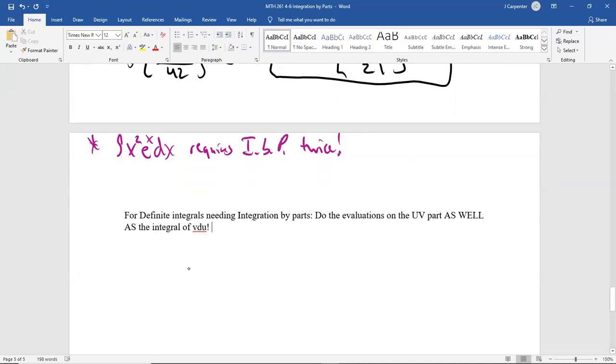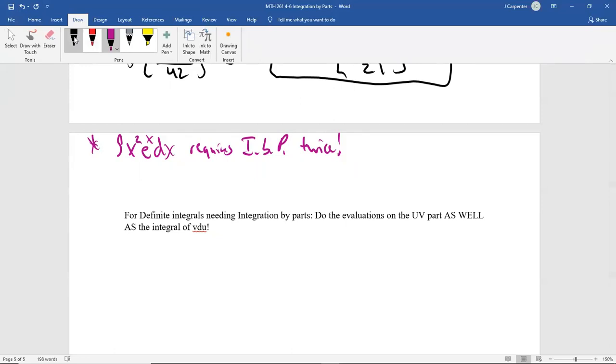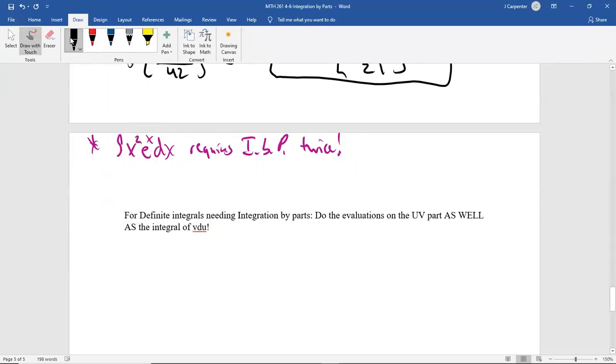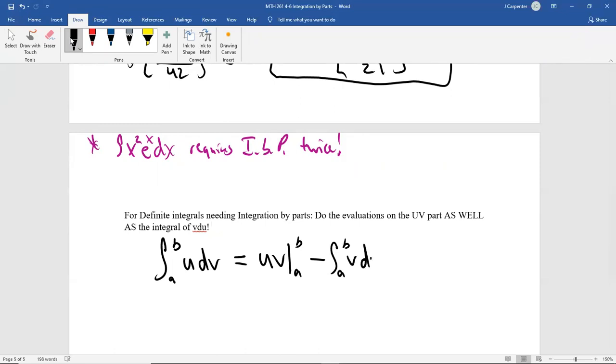So the formula just changes very minorly, and it changes to this. The integral from a to b of u dv is equal to uv evaluated between a and b, so you plug in the b number, then subtract plugging in the a number, minus the integral from a to b of v du. So you'd have to integrate this part and then plug in the upper and lower limits.